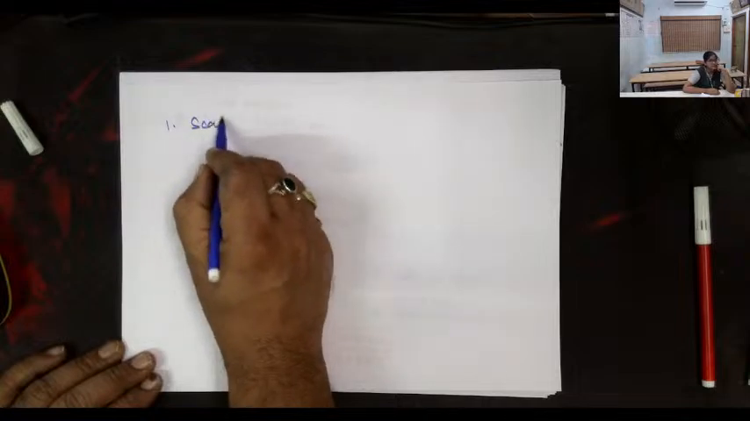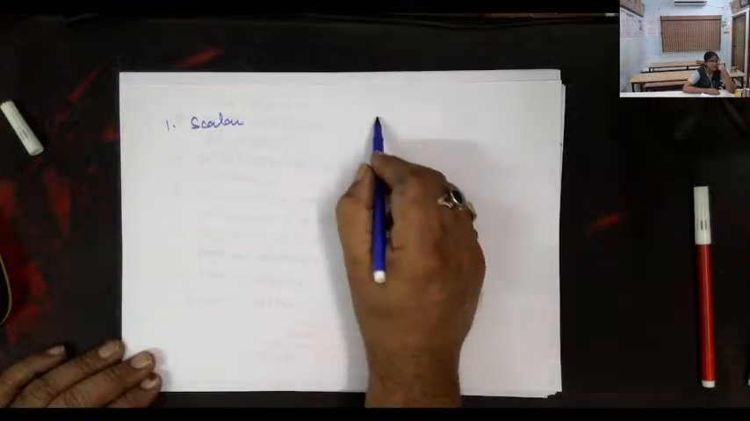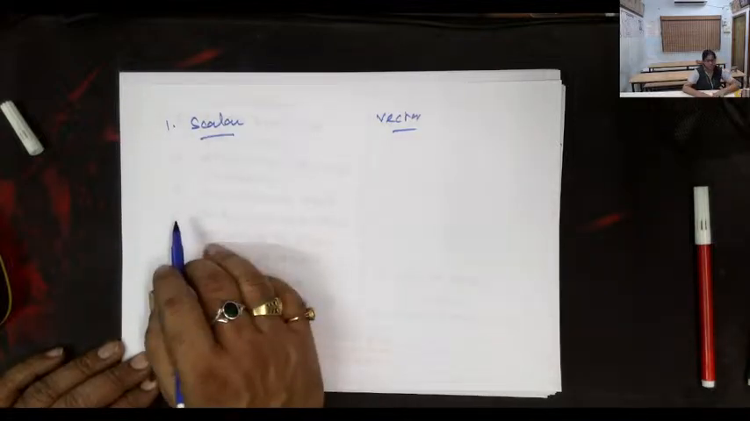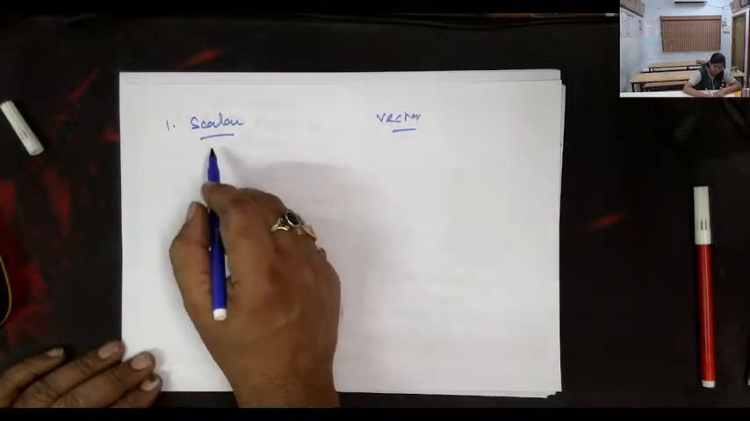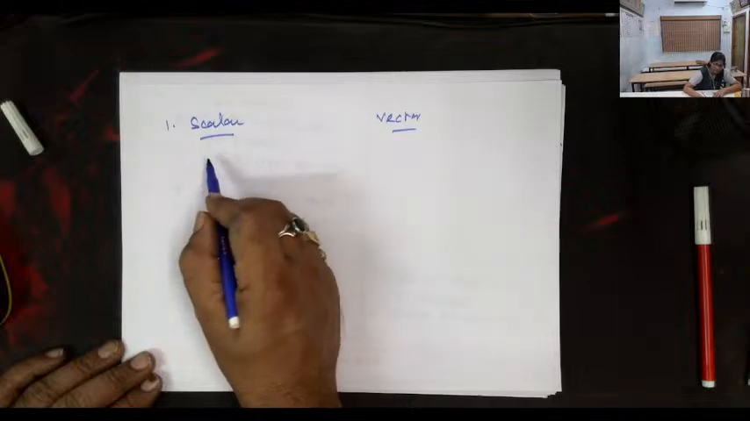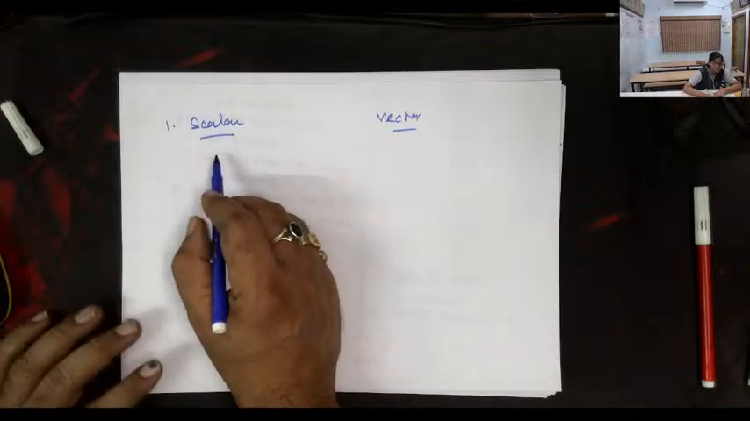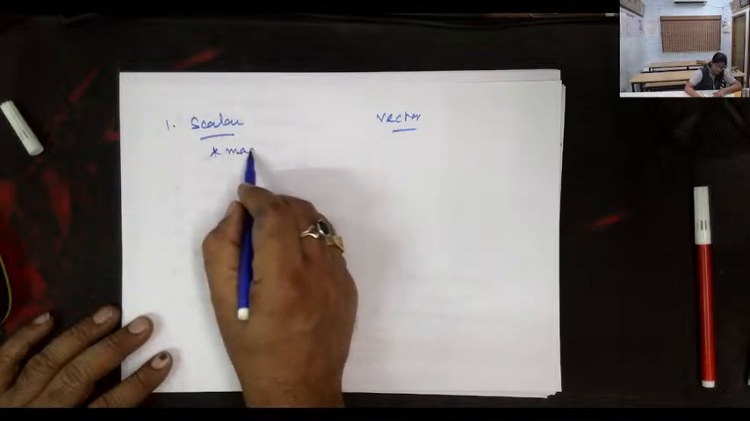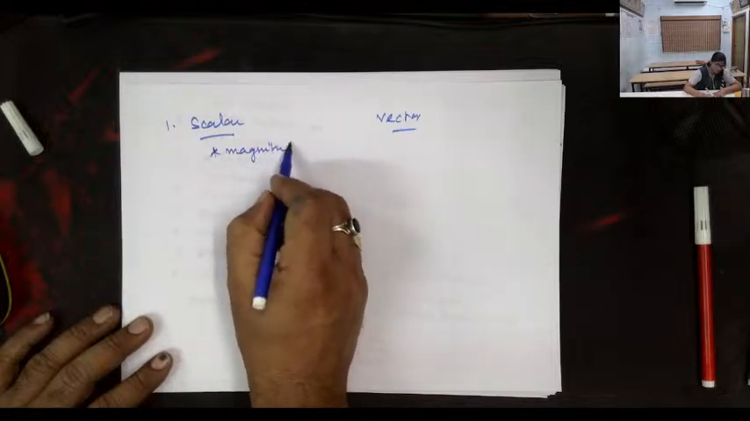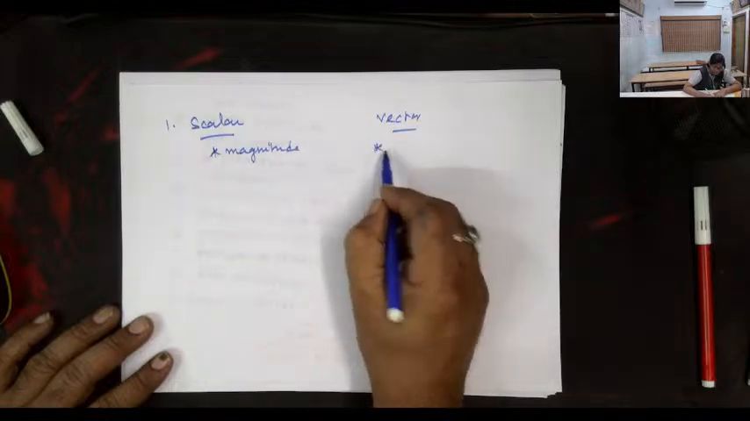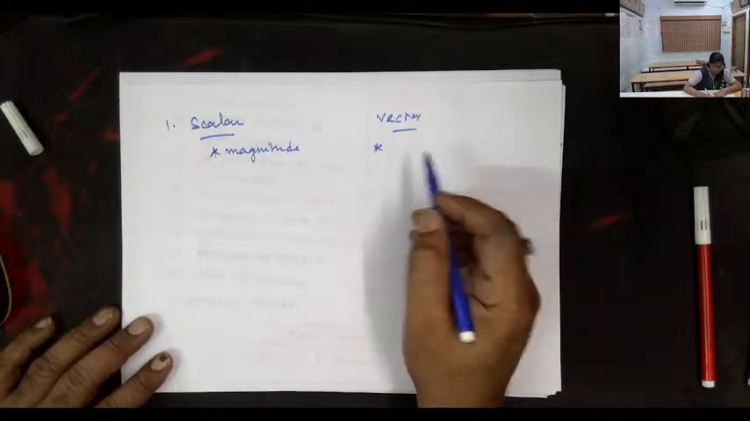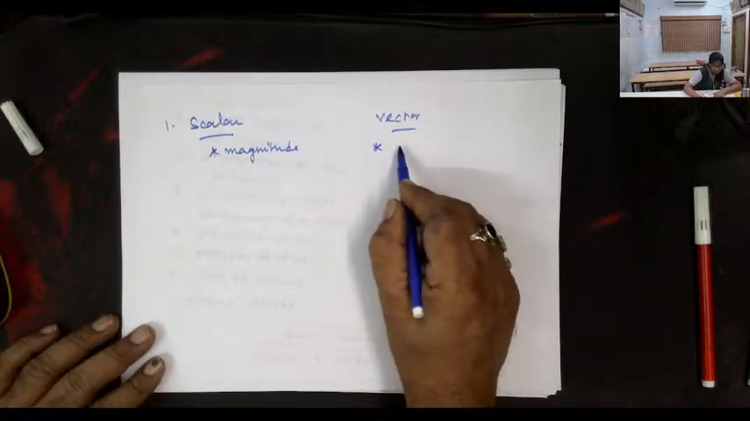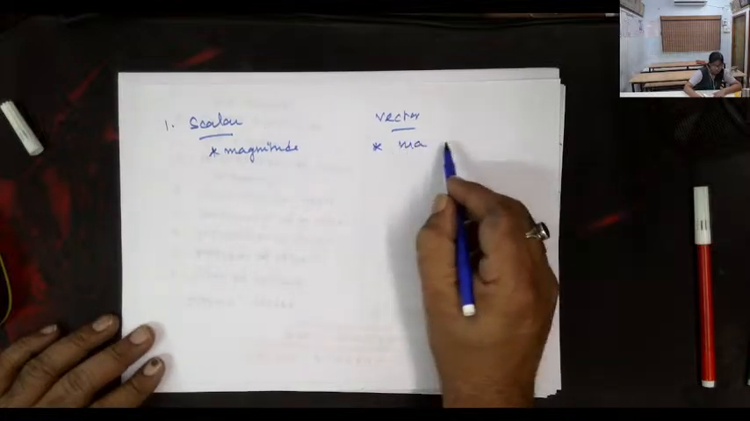Scalar and vector. Scalar is the property that can be described by magnitude only, whereas vector is described by magnitude and direction.